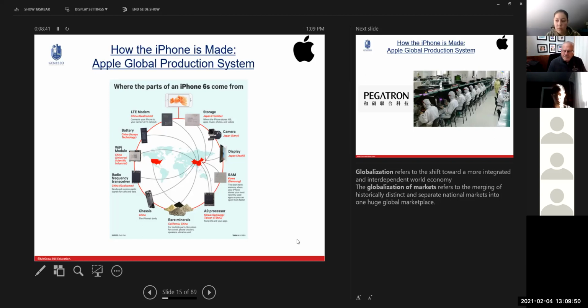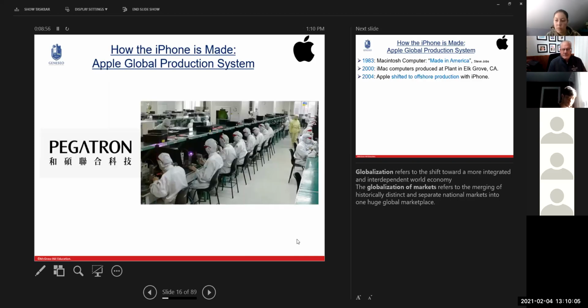This graphic gives you a perspective that the iPhone that you hold and utilize has components that come from different parts of the world, ultimately to Foxconn, where it is finally assembled and then delivered on to its customer. Another large part of its production is done at another key contract manufacturer in China called Pegatron.